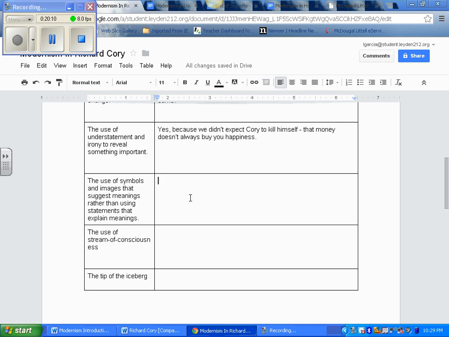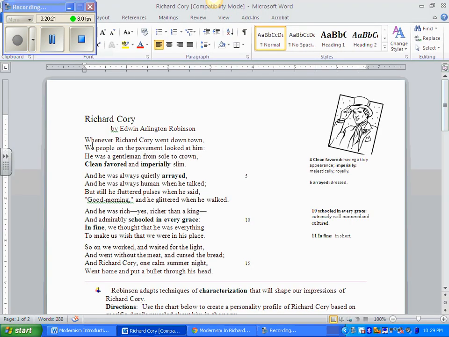Next one, the use of symbols and images that suggest meanings rather than using statements that explain meanings. So symbols weren't necessarily in Richard Cory. There was no one symbol that really stood out, but the images I think were pretty strong. We had this image of a gentleman who was clean favored and imperially slim, so I can imagine that. There's this image of the people on the pavement looking up at him, almost like he's in another world.